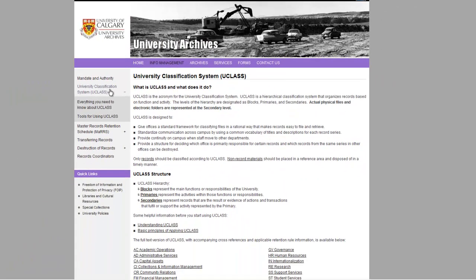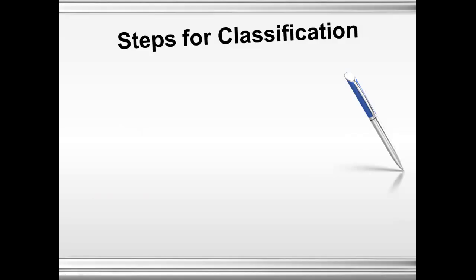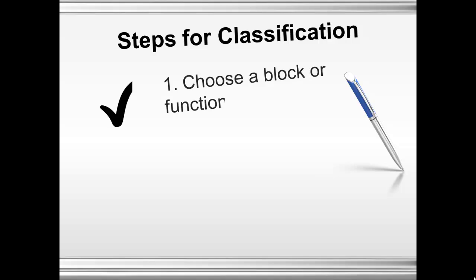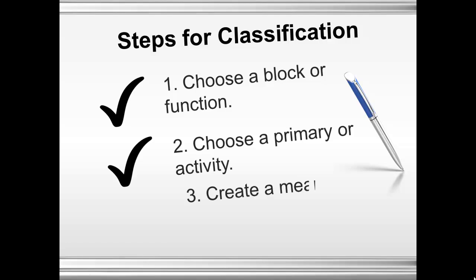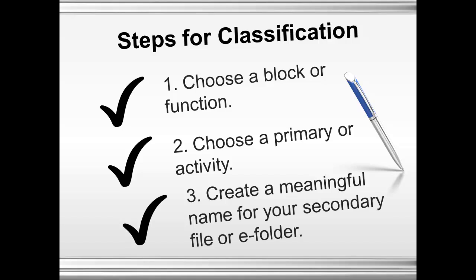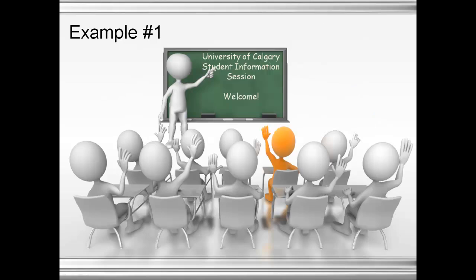Let's look at some examples, remembering the 3 steps to classification. 1. Choose a block or function. 2. Choose a primary or activity. 3. Create a meaningful name for your secondary file folder. Where would you classify records on information sessions to welcome new students to the university?